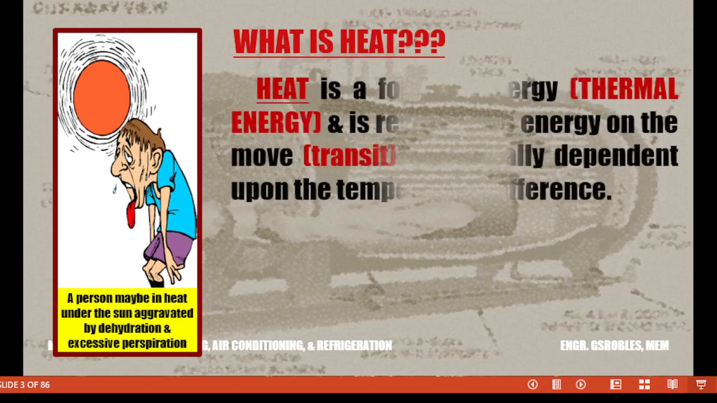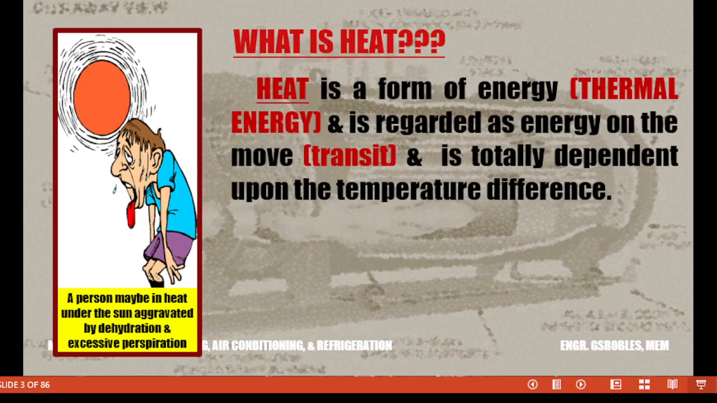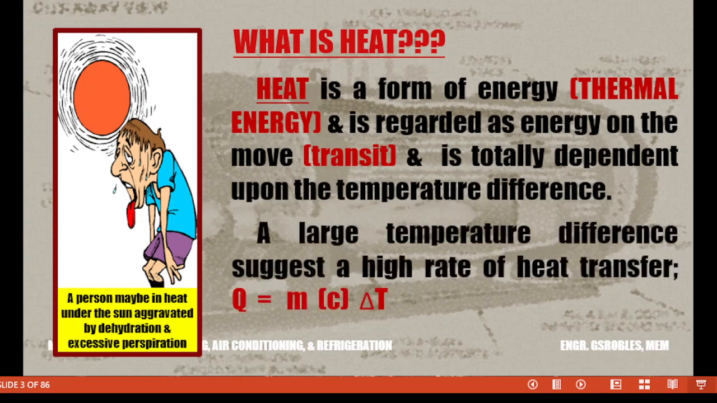So heat is a form of thermal energy that is considered to be always on the move. On the move meaning in transit, and it is actually being dictated by disparities or differences in terms of temperature. So meaning, for as long as we have a temperature difference, there is what we call transfer or conveyance of heat. As suggested by the formula for heat, which is Q = mc delta T, a large temperature disparity would also suggest a high flow rate of heat. Or conversely speaking, if our temperature difference is low, our rate of heat transfer will also be low.